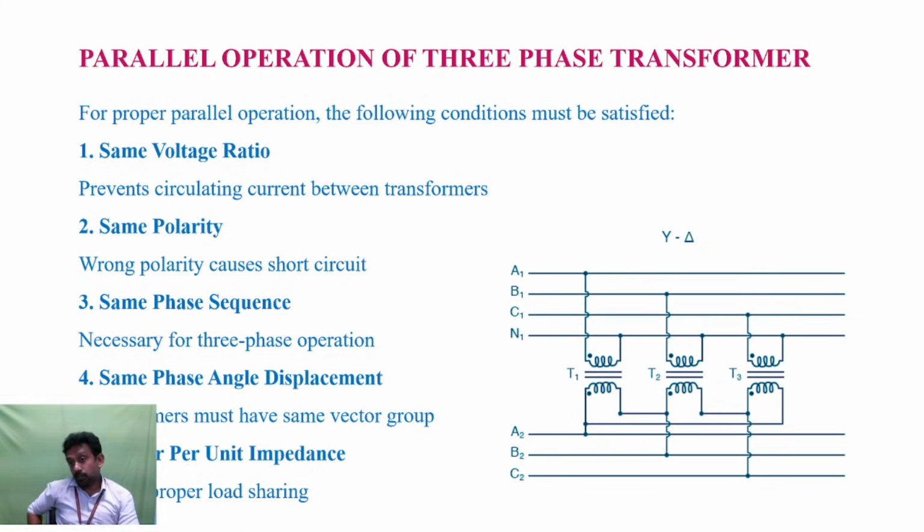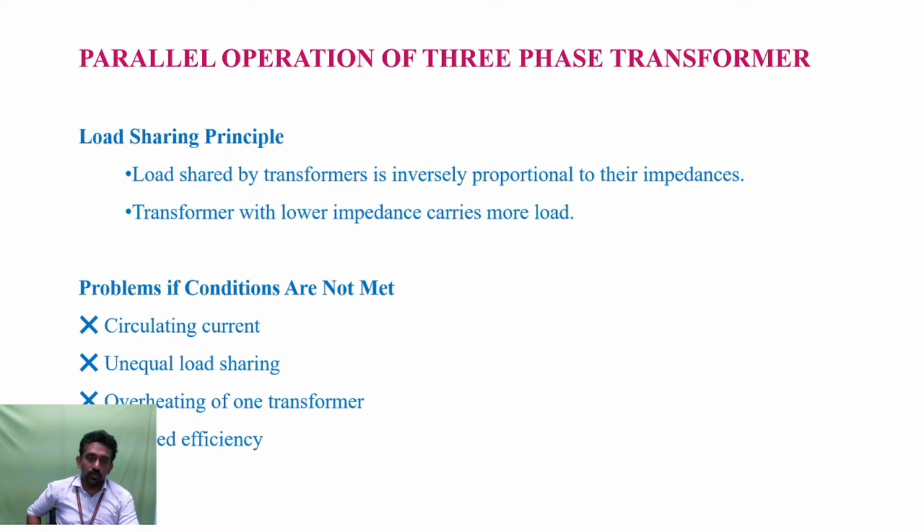Also it should have the same phase angle displacement, so it should have the same vector. If one is cyclic and another is non-cyclic, that should not be accepted. For example, if one is turning anti-clockwise and another is going clockwise, it is not accepted here. It should have the same phase angle displacement. And as I said earlier for the single phase transformer, the per unit impedance is important here also for parallel operating three phase transformers.